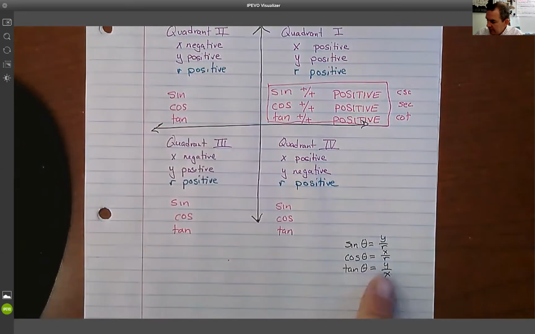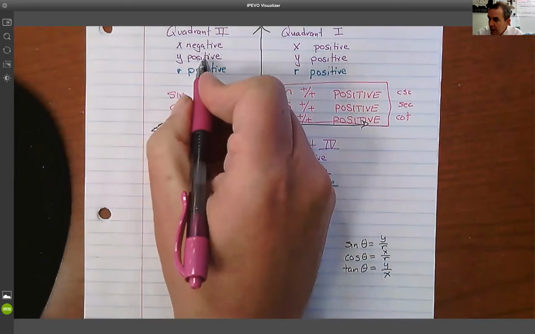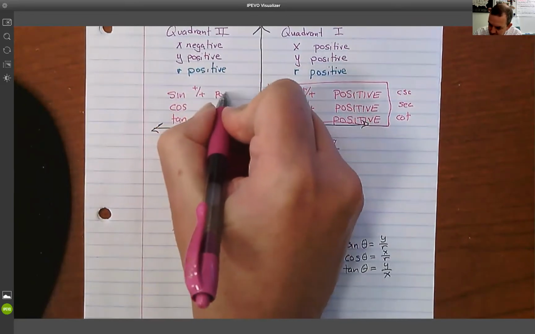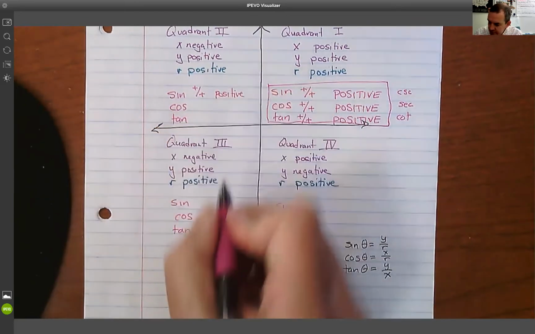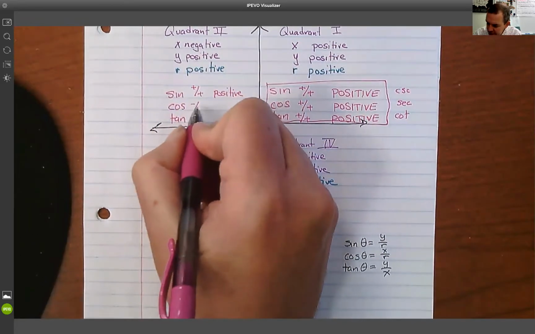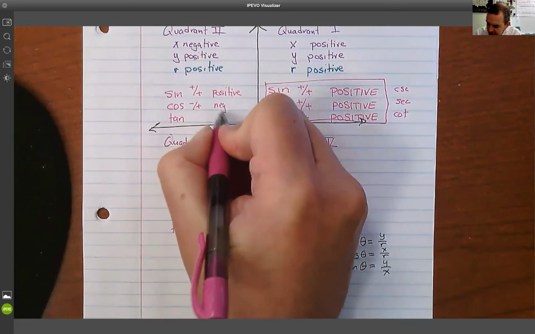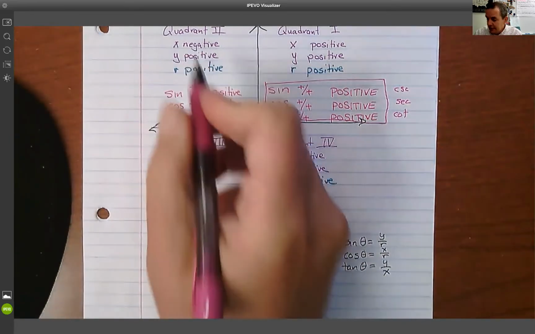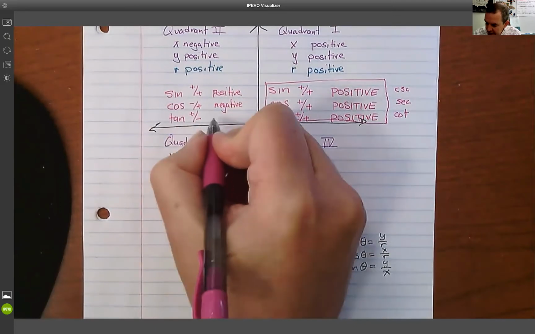Let's go through and look at the next ones. We talk about y over r. Y is positive, r is positive, so that's positive divided by positive. Sine is positive here. Cosine, x over r, is a negative divided by a positive. We got our first time of having a negative. And the last one is tangent, which is y over x. That's a positive divided by a negative, that's a negative.